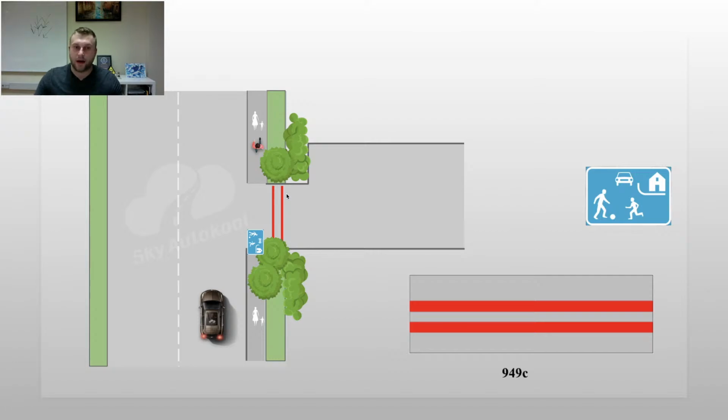And if you see a double red line, it means you are entering the calm traffic area. So this area.